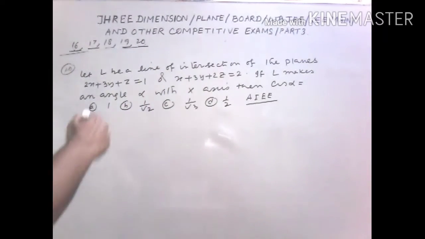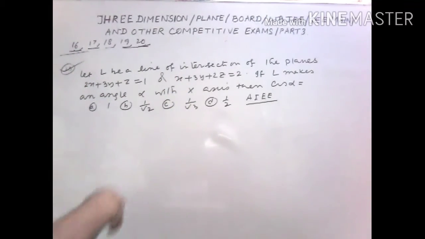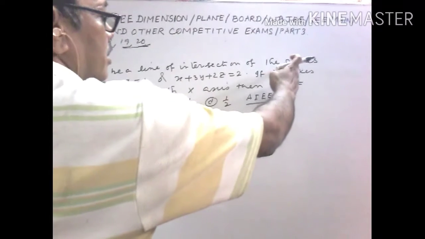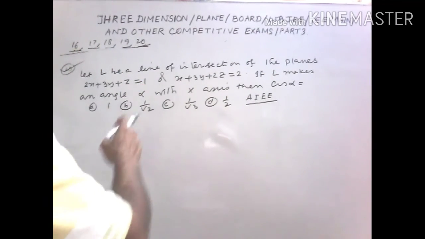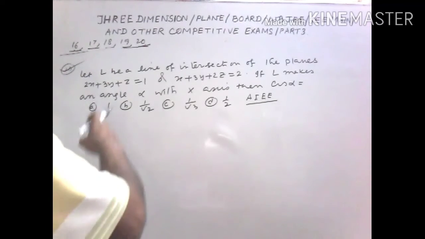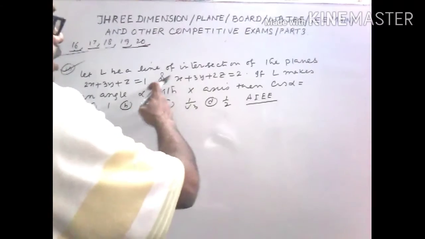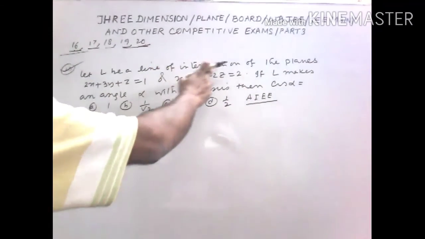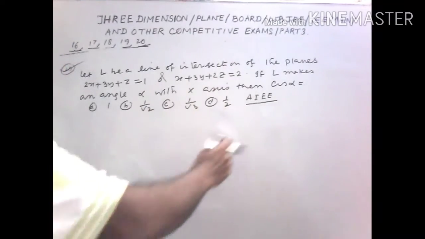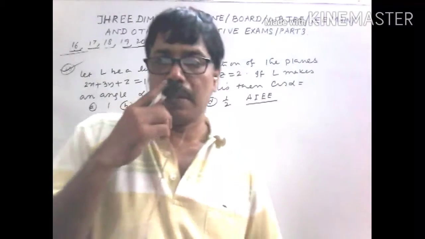Now consider problem number 20. Angle between plane and line. Let L be the line of intersection of the planes x plus 3y plus z equals 1 and this, and L makes an angle alpha with the x-axis.